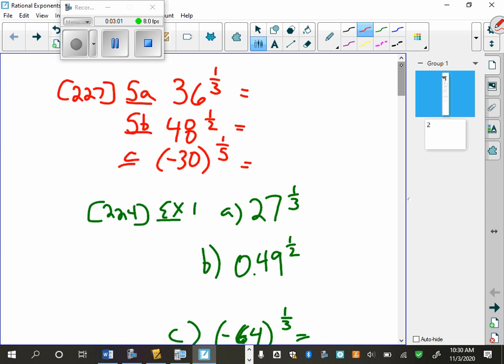I think we're just going to leave the textbook. You can use your textbook for homework, but right now you have the sheet, and it starts with the formula for you: x to the 1 over n is the nth root of x.